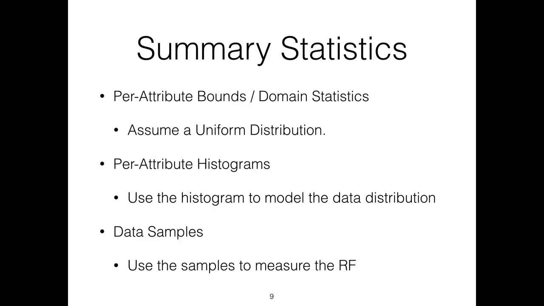If we want to get a little bit more fancy, we can actually store what are called histograms. So we can store statistics that are a little bit more fine-grained, that give us a little bit more information about how the data is distributed within the range of values for that attribute. And if we want to get even more fancy, we can actually generate a set of samples from the data. Okay, so uniform distribution, histogram, samples. How do we actually use this information to estimate the size of a relation?